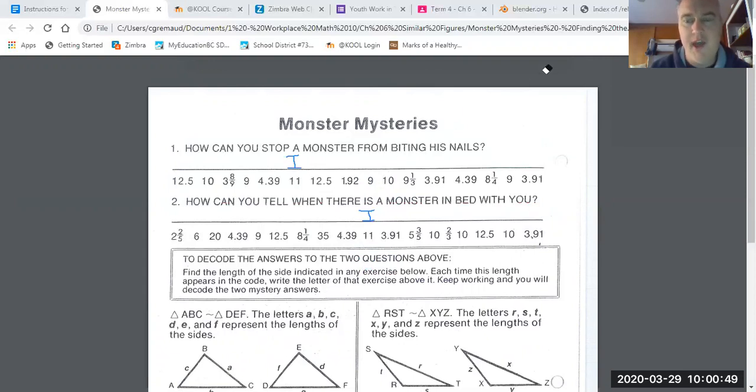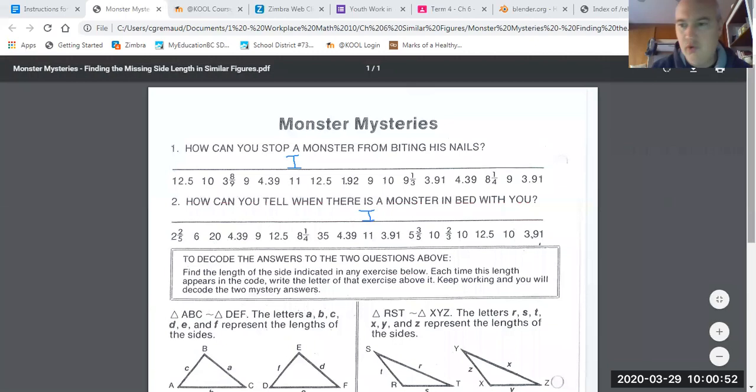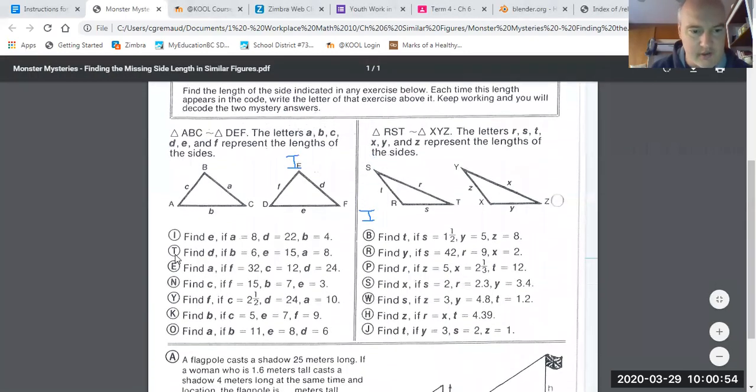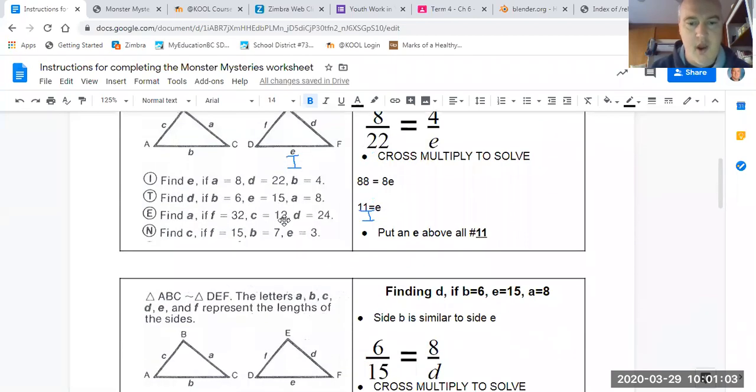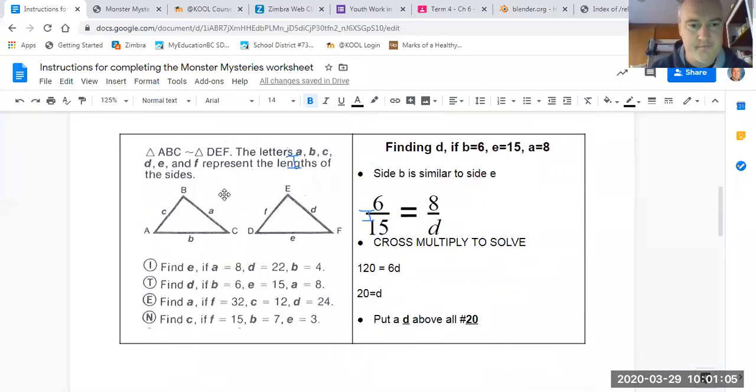So let's take a look at another question. If I scroll down here, the next question, this is for the letter T, is I need to find D if B equals 6, E equals 15, and A equals 8. So switching back here to this sheet, what we can see is that this question is written here. I'm just going to erase these off so that they're not in our way and confusing. But basically what I need to do now is look to see where D is. So D is right here.